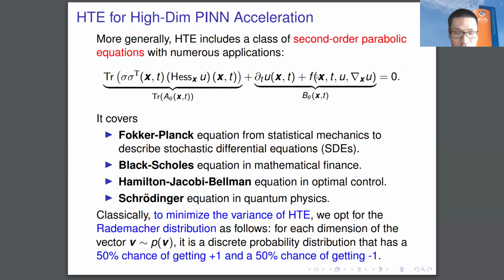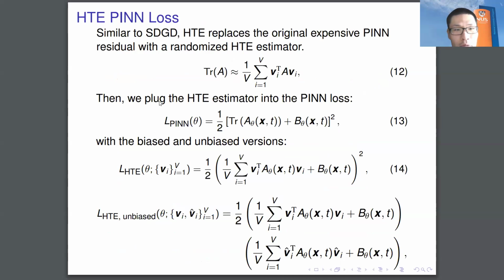Different equations correspond to different nonlinearities in F. But the key is that F only includes the first-order derivative, and the main computational bottleneck is still the Hessian trace part. With this notation, similar to SDGD, we can replace the original expensive PINN residual with a randomized HTE estimator. So we plug the HTE estimator into the PINN loss.